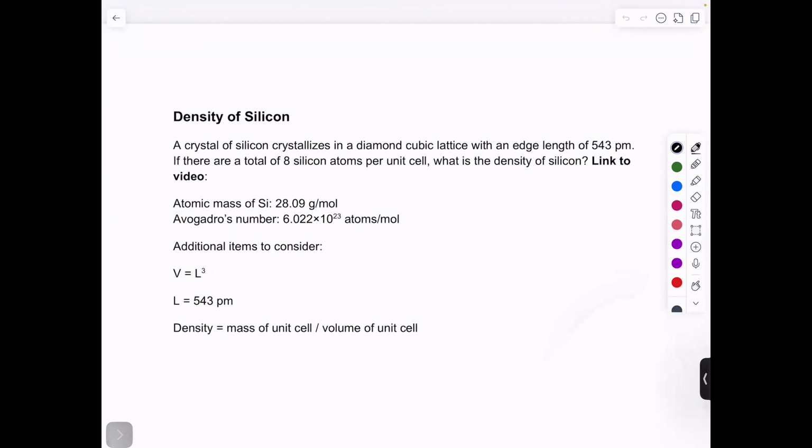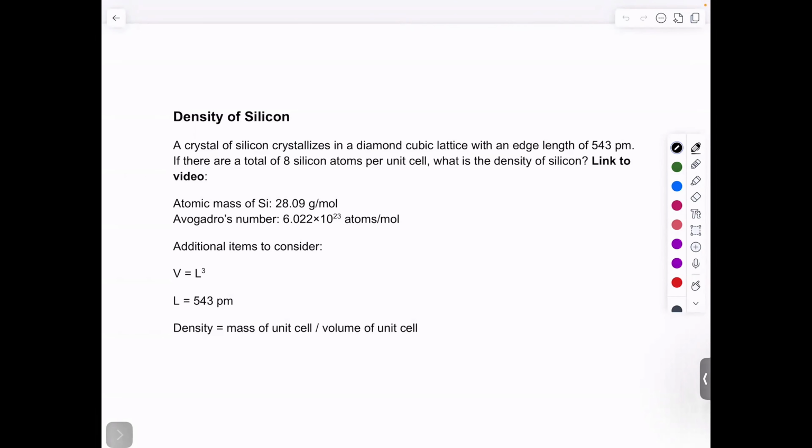Good afternoon, everyone. We have a video here to go along with the problem I just put out on density of silicon. So this relates to general chemistry 2, and when they talk about unit cells and the crystalline structure of, typically they're either molecular or ionic solids. And the information they give us is the edge length, or you can say maybe the side length of your cube. In this case, we're dealing with silicon here.